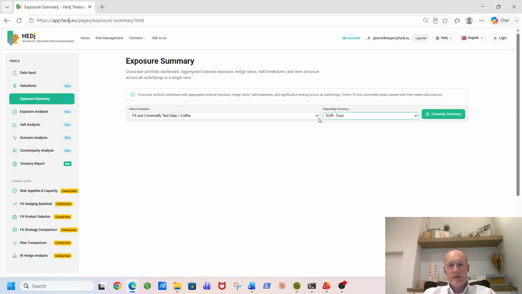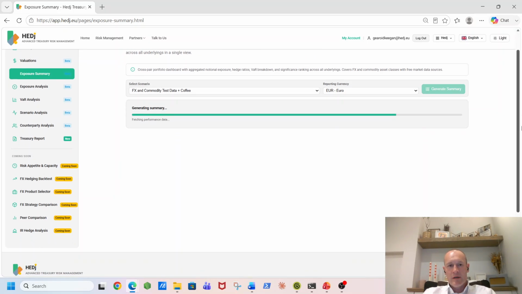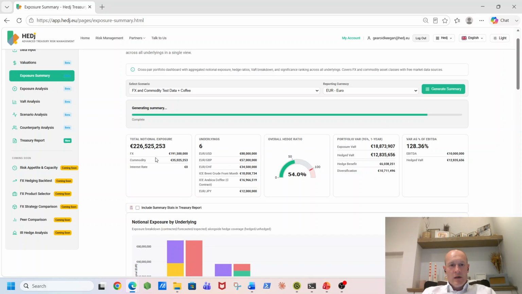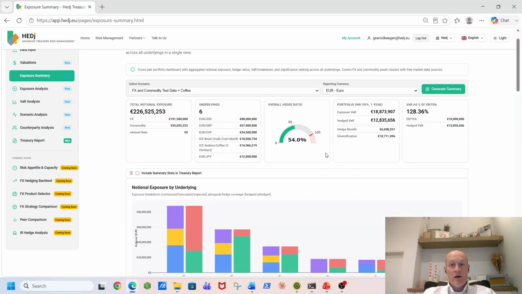Again, you pick your scenario, your currency pair, and you generate your summary. That looks at your overall exposures, your breakdown by asset class or type, more specifically the underlyings, your exact notional exposure by currency pair, Brent crude oil to coffee, whatever it is. And then it brings in the hedged notional of your trades and shows you how much of your forecasted exposure is actually hedged. So in this case, our hedge ratio is 54%.